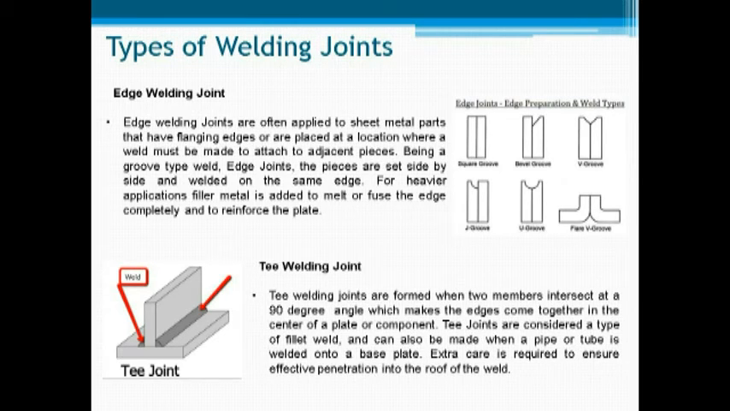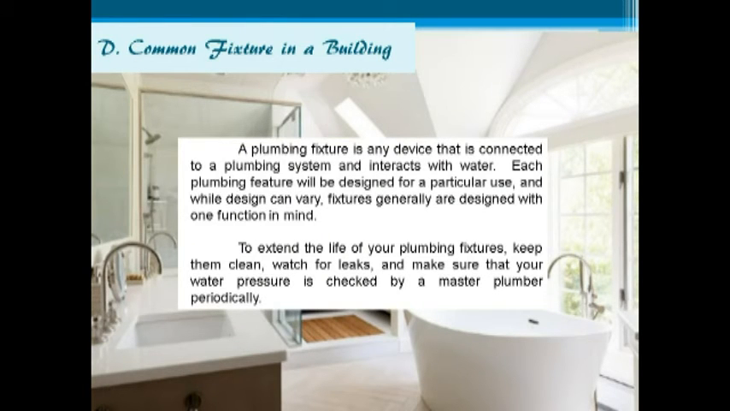T-welding joint. T-welding joints are formed when two members intersect at a 90-degree angle, which makes the edges come together in the center of a plate or component. T-joints are considered a type of fillet weld and can also be made with a pipe or tube welded onto a base plate. Extra care is required to ensure effective penetration into the root of the weld. So now we have common fixtures in a building.